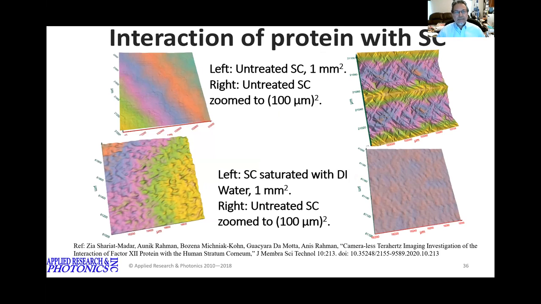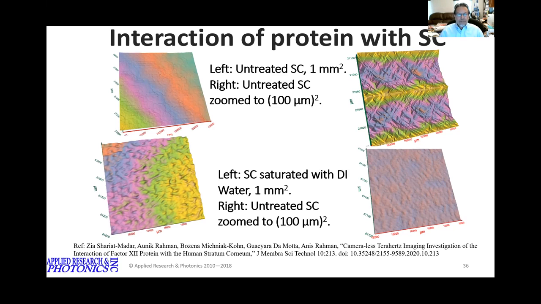The next topic is very much the same way, except that we used a special kind of protein to find out how it interacts with the stratum corneum. On the top left is the stratum corneum that was not treated, and on the right side, the untreated stratum corneum zoomed from 1 square millimeter to 100 micron by 100 micron. So the collagen-like structure becomes visible.